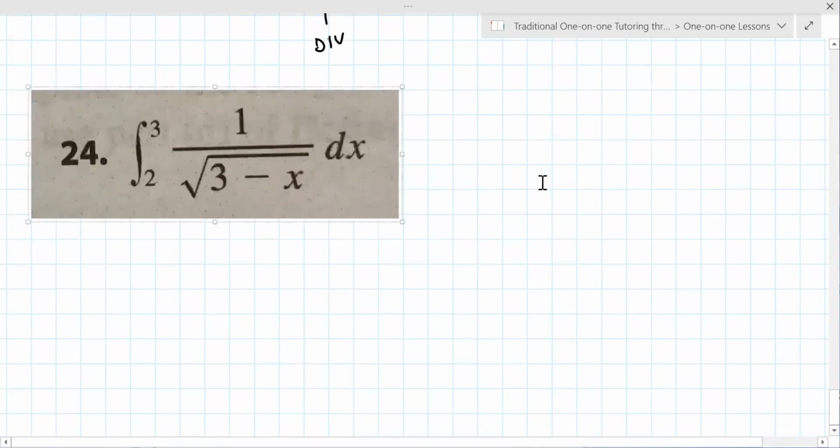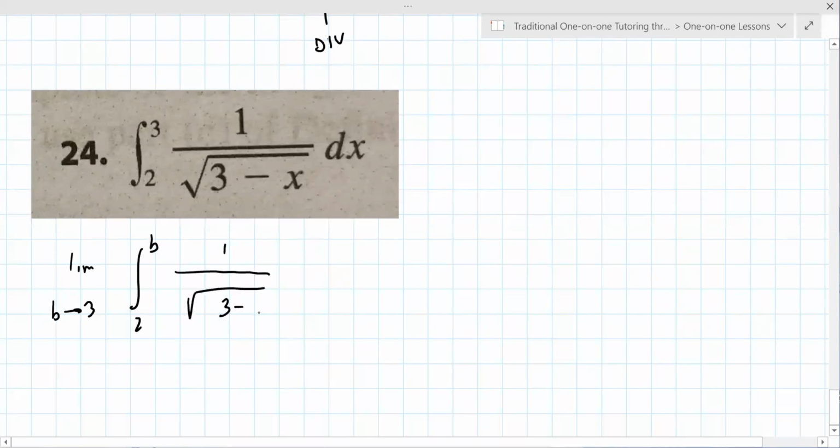All right, so you just set it here. It's going to be the limit as b goes to 3, integral 2 to b, 1 over square root of 3 minus x dx. Now, I don't know how comfortable you are with this, but you want to rewrite this. This is really 1 over (3 minus x) to the 1/2 power, which is really (3 minus x) to the minus 1/2 power.